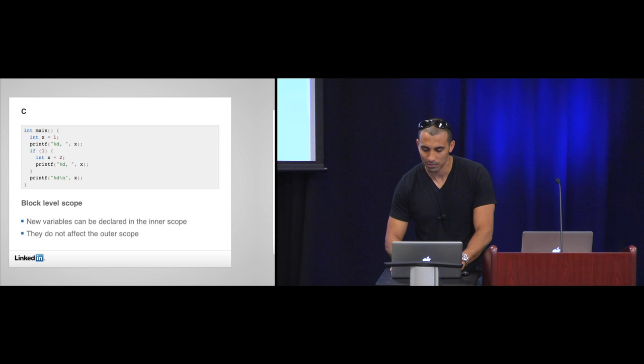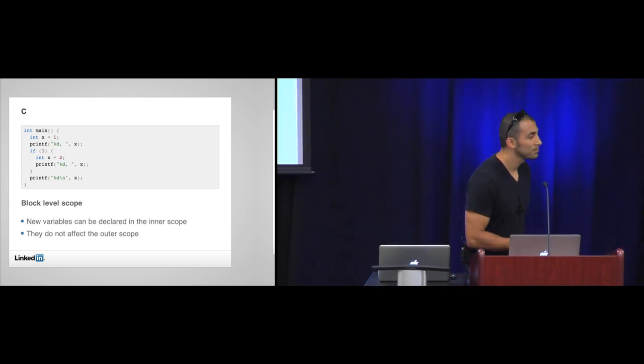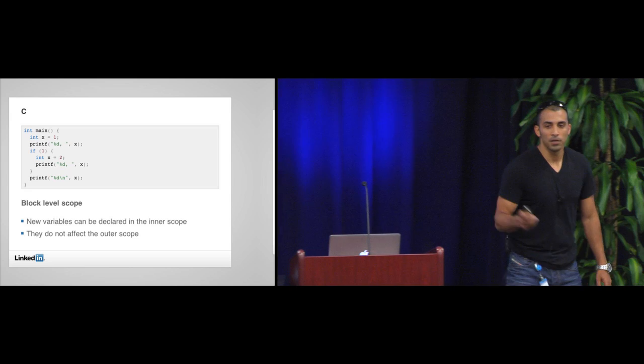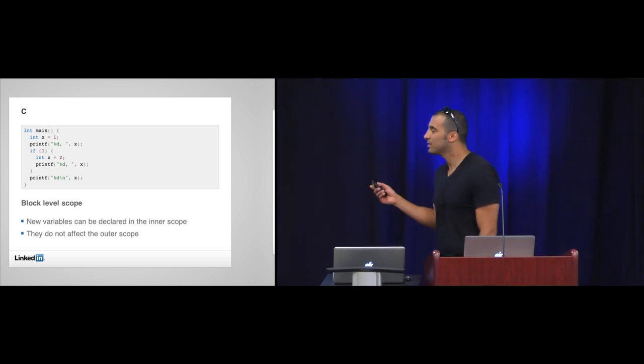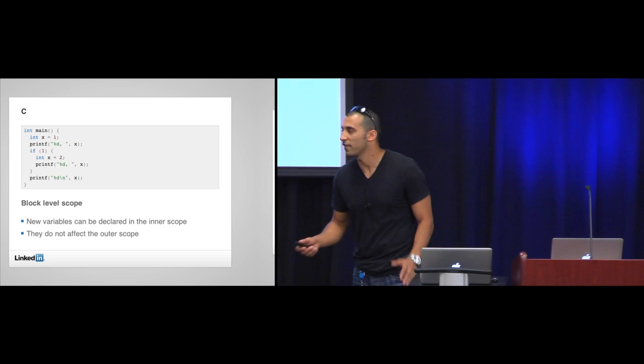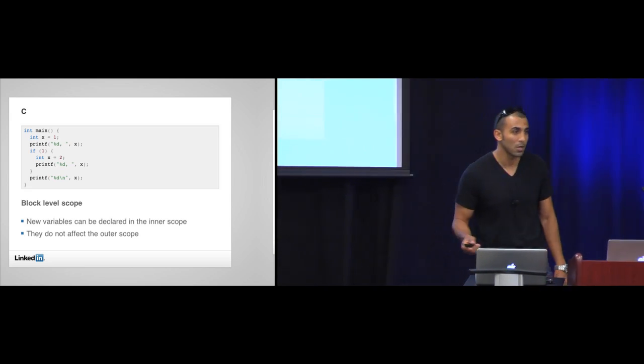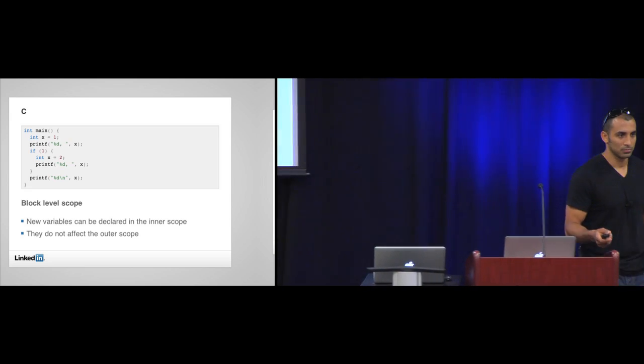So again, Howard, out loud, what was the output? Yeah. 1, 2, 1. Awesome. Do you guys know why? So the C language and most of the C family has what we call block level scope. What is a block?